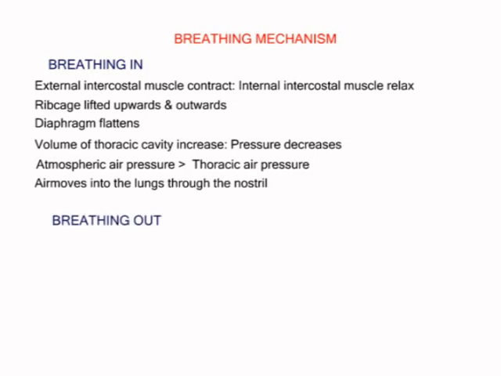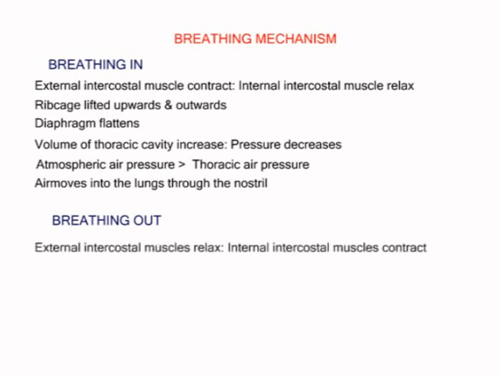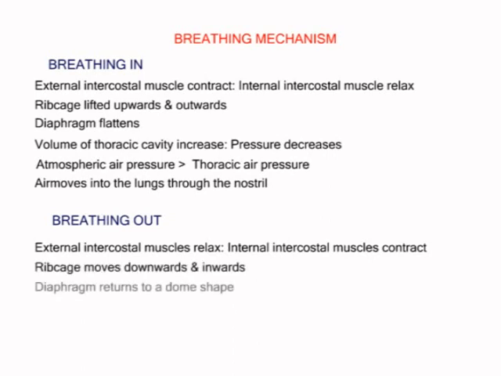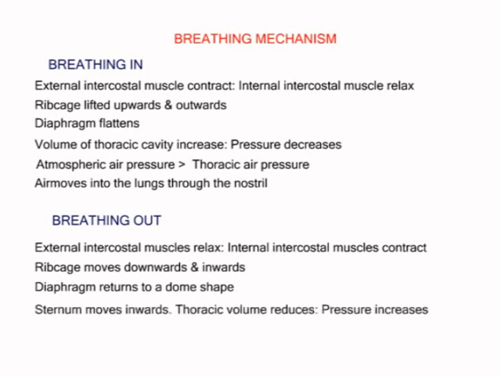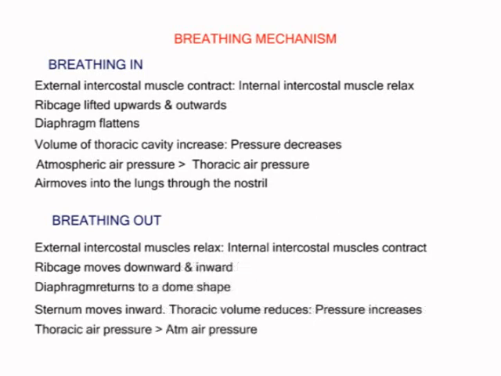Exhalation or breathing out. During exhalation or breathing out, the external intercostal muscles relax this time and the internal intercostal muscles contract. The ribcage moves downwards and inwards. The diaphragm returns to its dome shape as a result of relaxation of its muscles. The sternum moves inwards and the volume of the thoracic cavity decreases while pressure increases. Air pressure in the thoracic cavity is higher than that in the atmosphere, and air moves out of the lungs through the nostril into the atmosphere.